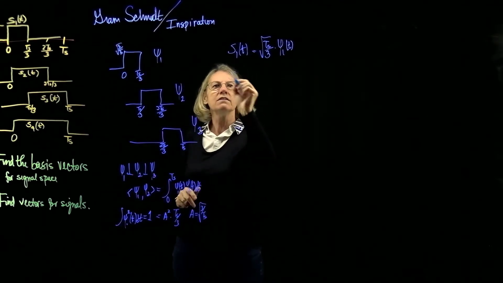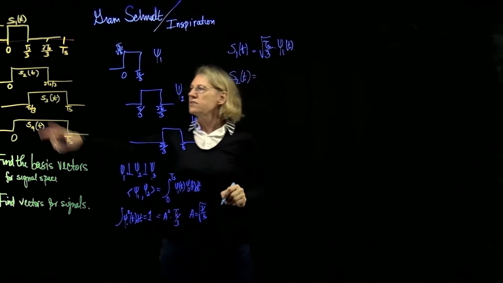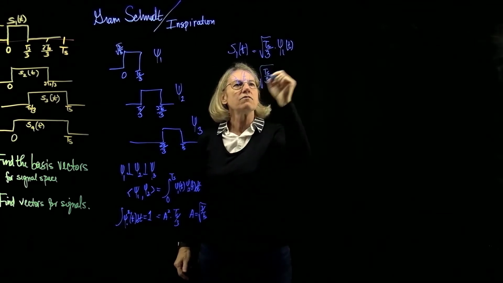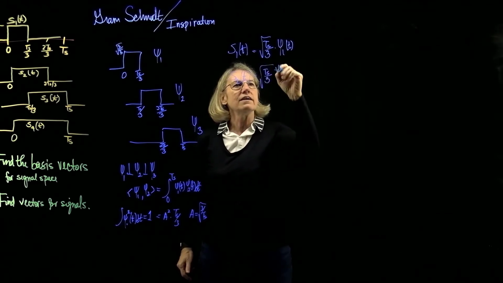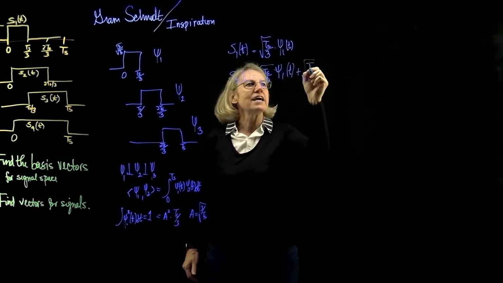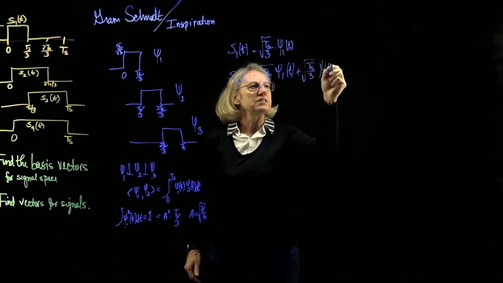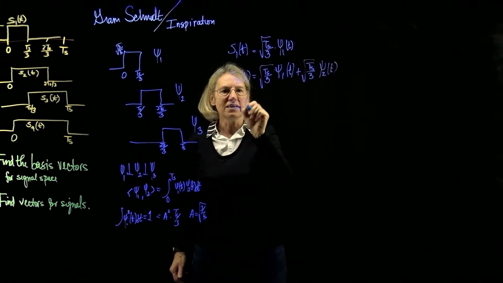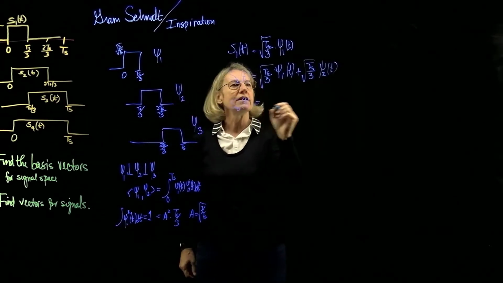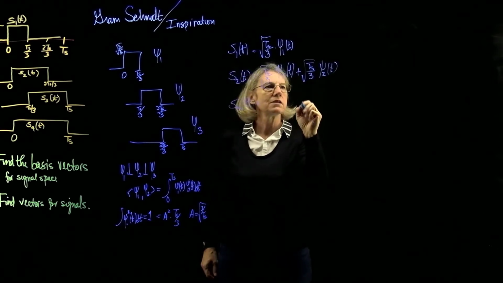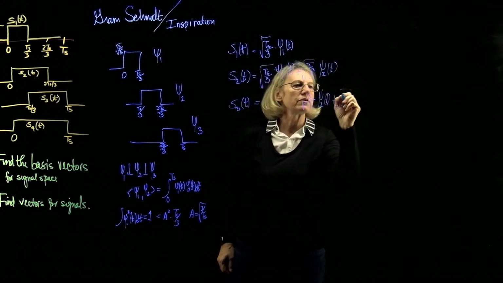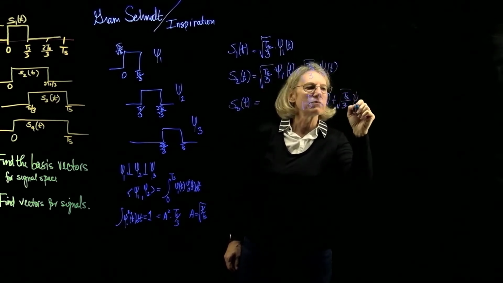How about the second signal? That's going to be made up of these 2. So I need the square root of Ts over 3 times C1 of t plus the square root of Ts over 3 times C2 of t. S3 of t equals, well, it's the last 2, so it would be the square root of Ts over 3 times C2 of t plus the square root of Ts over 3 times C3 of t.